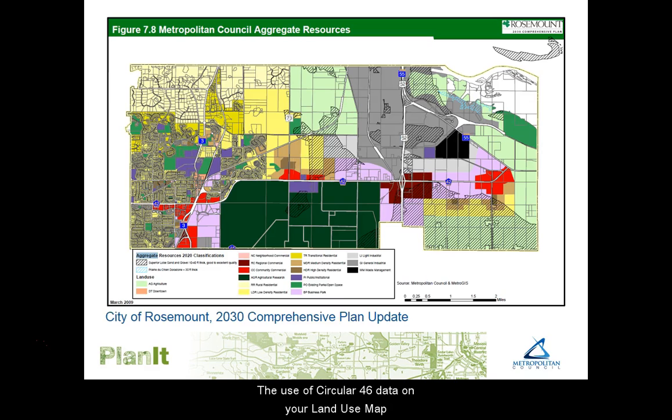The use of Circular 46 data on your land use map allows for the easy observation of areas that are underlain by aggregate resources, just as shown in this example from Rosemount's 2030 Comprehensive Plan. Importantly, the plan does not require those resources to be mined. Additionally, the Council does not encourage the mining of aggregate resources that exist below lands that might be subject to environmental protection overlays.